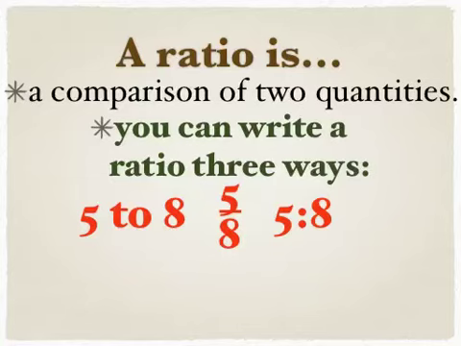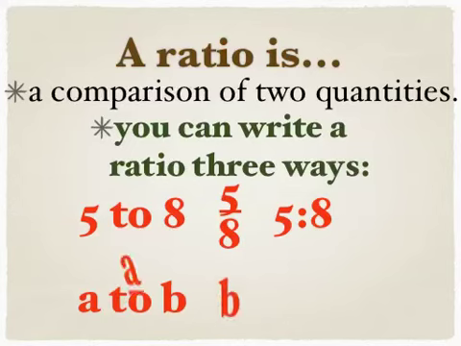And I don't obviously have to be comparing 5 and 8. This will work with any numbers. So you can compare A to B. You can write it as A over B, and you can write it as A semicolon B.